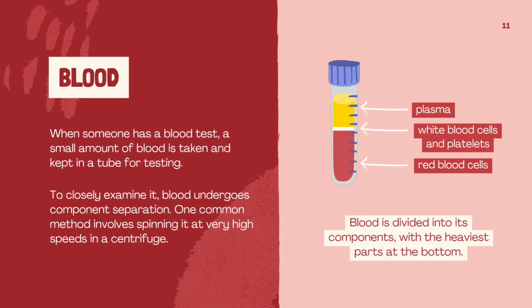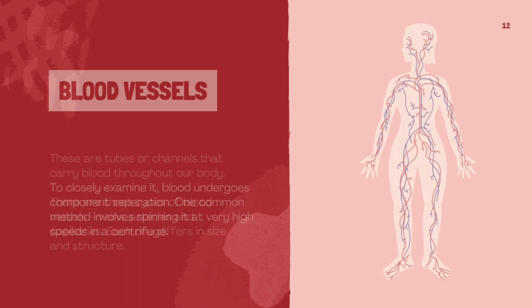When someone has a blood test, a small amount of blood is taken and kept in a tube for testing. To closely examine it, blood undergoes component separation. One common method involves spinning it at very high speeds in a centrifuge. Blood is divided into its components, with the heaviest parts at the bottom.